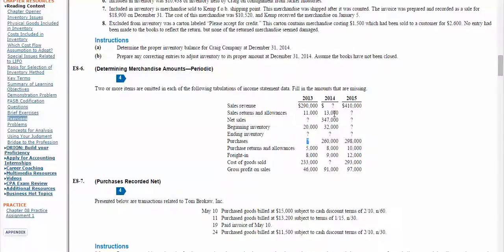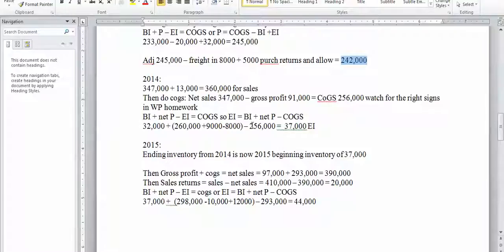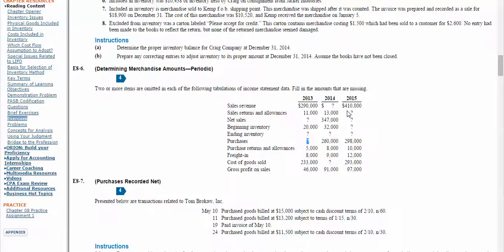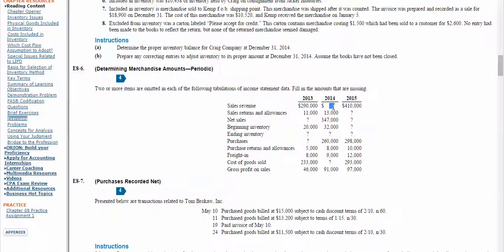Now let's go over here and get started with 2014. We're going to start with sales because that's an easy one. The net sales is here, so this minus this equals 347. If we add these two, 347 plus 13, we get 360 for the sales.